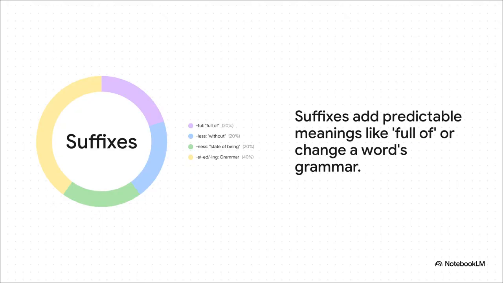And it's the exact same story with suffixes. They add predictable meanings to the end of words. The suffix full almost always means full of. So skillful just means full of skill. The opposite, less, means without. Helpless is without help. And then you have the really common ones like s, ed, and ing that just change the grammar. Once you get these down, you can predict what they're doing every single time.